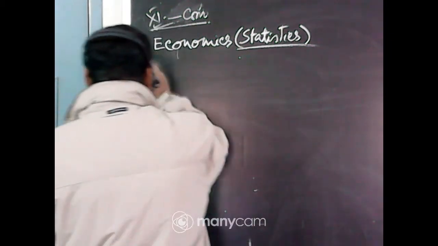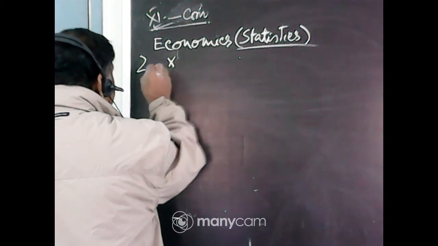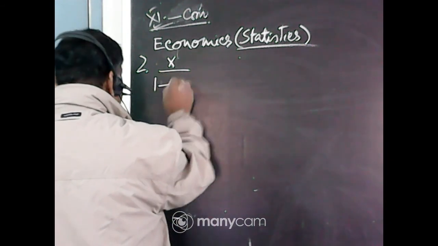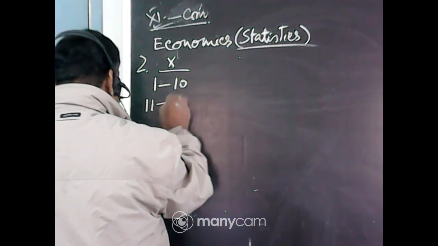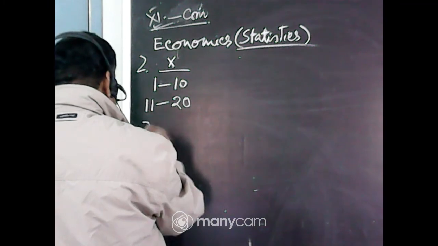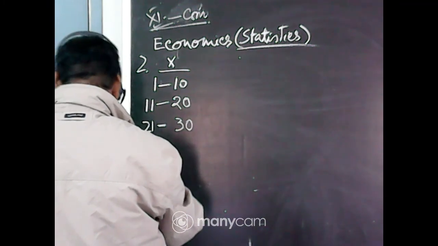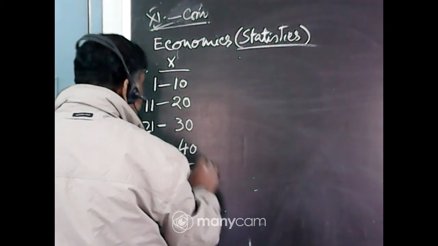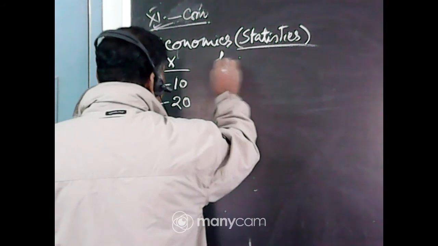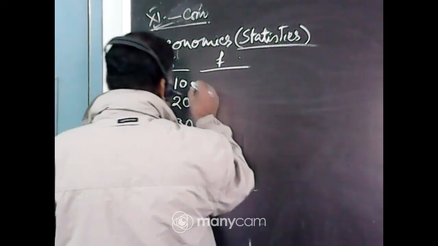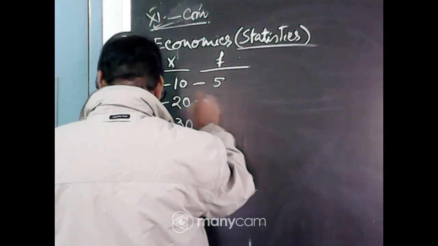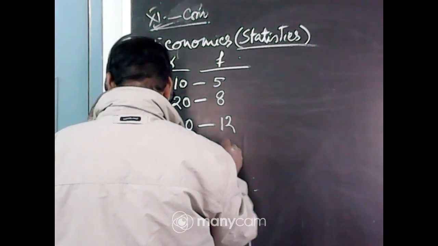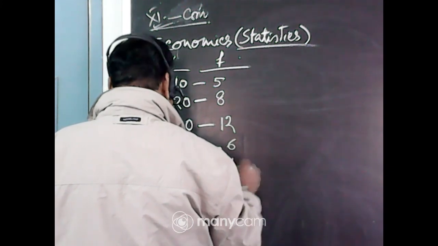Another sum I am giving you. Please do it. This is x: 1 to 10, 11 to 20, 21 to 30, 31 to 40, and 41 to 50. This is the class interval. And now it is the frequency: it is 5, it is 8, it is 12, it is 6, and this is 4.